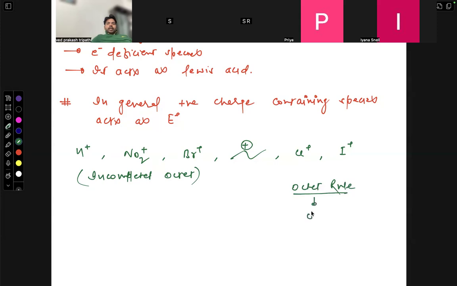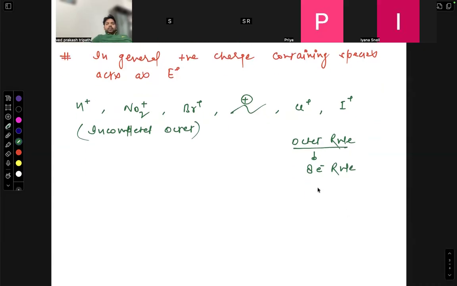Octet means the 8 electron rule. Let me tell you how to calculate the 8 electron system. Whenever you have a single bond, that means 2 electrons. Whenever a double bond, that means 4 electrons. Triple bond, 6 electrons. It means every single bond can give you 2 electrons. Similarly, a lone pair can give you 2 electrons. A negative charge can give you 2 electrons. But a positive charge has 0 electrons.